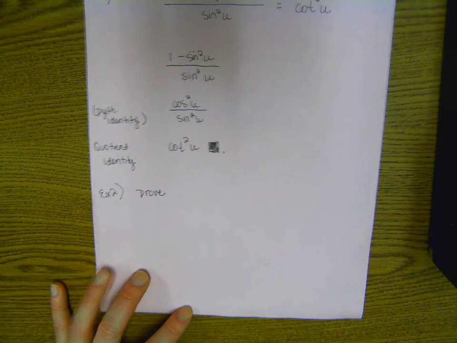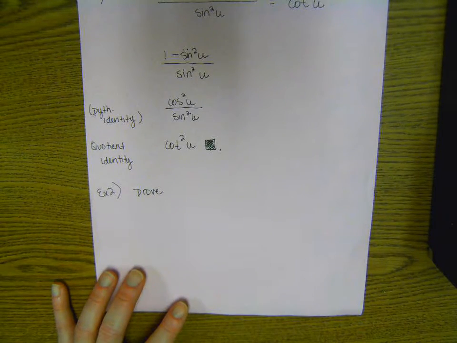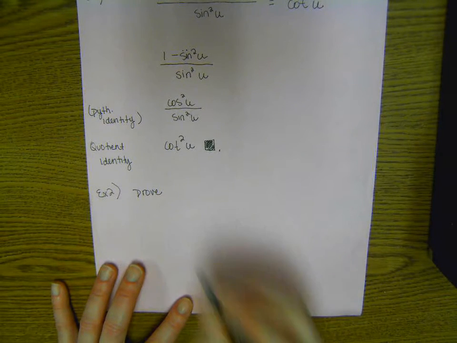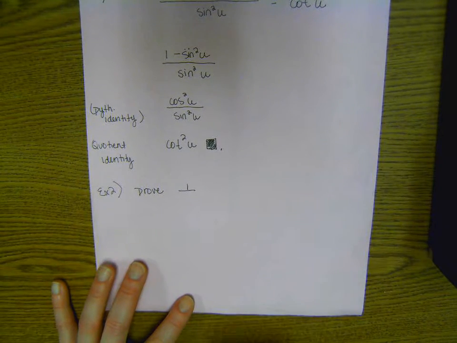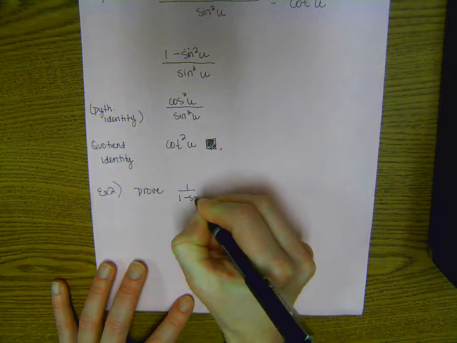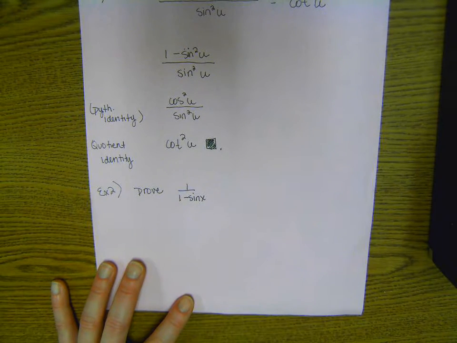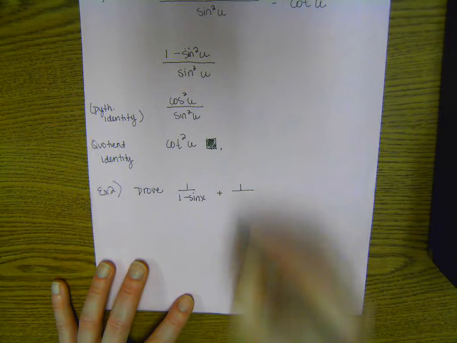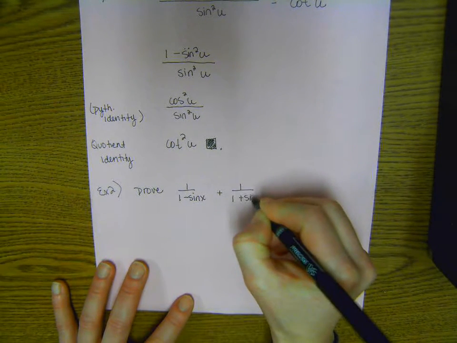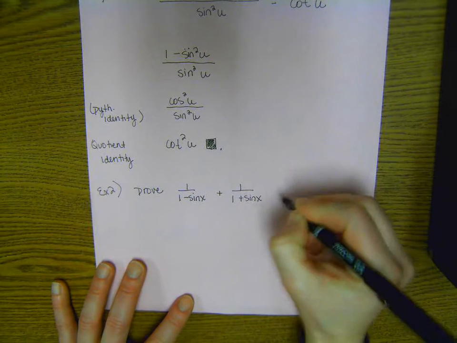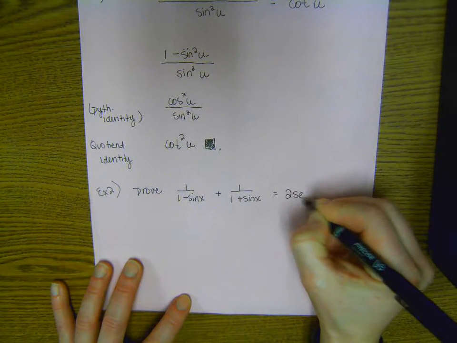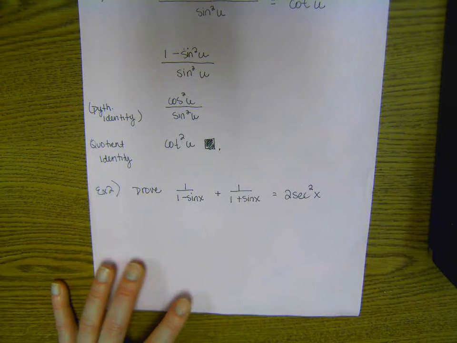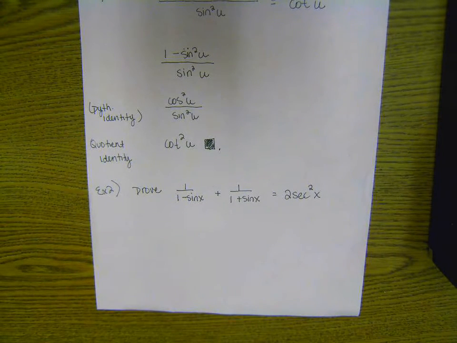Example 2. We're going to try to prove that 1 over 1 minus sine of x plus 1 over 1 plus sine of x equals 2 secant squared x. Okay.